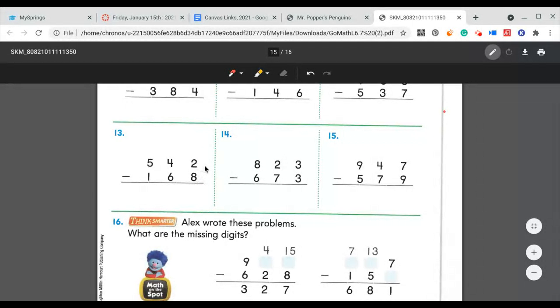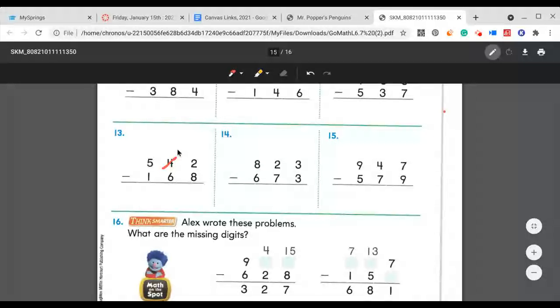But we say this little rhyme. More on top, no need to stop. More on the floor, go next door. And right here, 8 is more than 2. So we need to go next door. We go next door to our tens column. We go next door and we regroup.